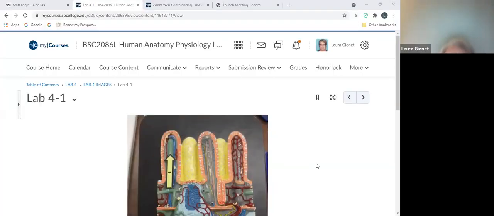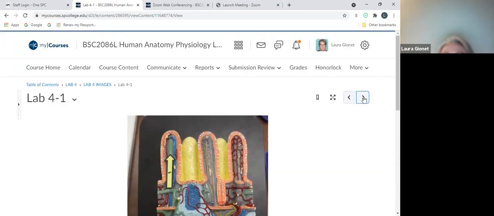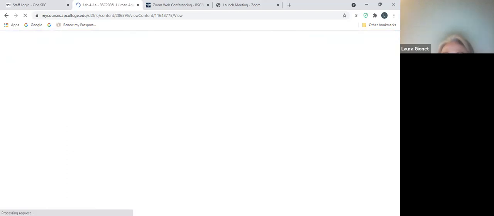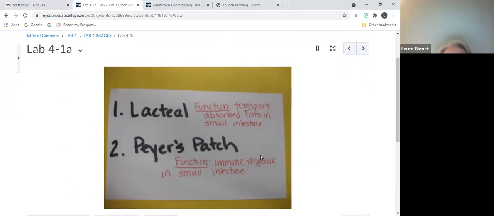Okay, so here we have the first model. This is from the small intestine. Here we have one in green, the lacteal, and then we have the Peyer's patch. Okay, so we have the lacteal and the Peyer's patch.